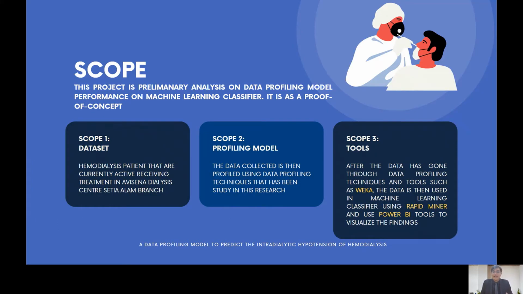This project is primarily an analysis of data profiling model performance on machine learning classifiers. So the first scope is the data sets. These are hemodialysis patients that are currently actively receiving treatment at a Regression Dialysis Center, Setia Alam branch. The data set is gained from these patients. Next is the profiling model. The data collected is then profiled using data profiling techniques that have been studied in this research. Last but not least, the tool used. After the data has gone through data profiling techniques, and various data profiling techniques and tools such as Weka, the data is then used in a machine learning classifier using RapidMiner and Power BI tools to visualize the findings.